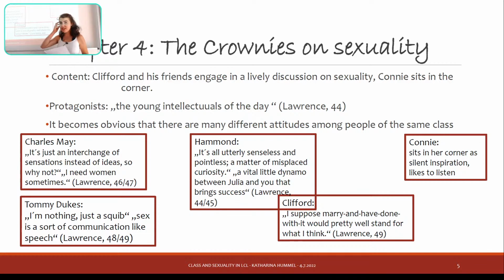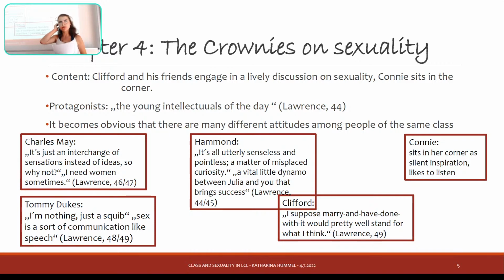And what becomes obvious here is that there are many different opinions also among the upper class. I think I will just read them out. Charles May says, it's just an interchange of sensations instead of ideas, so why not? And I need women sometimes. So he thinks, okay, sex is okay, it's like communication, we can do that, and I need it sometimes.